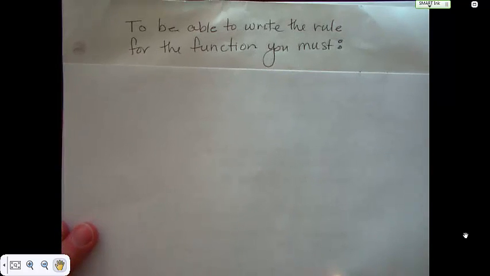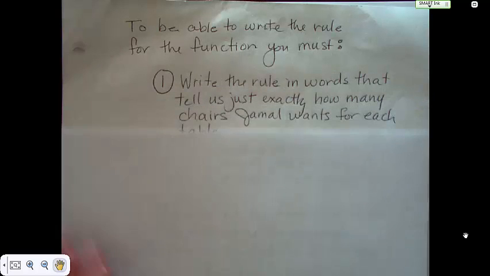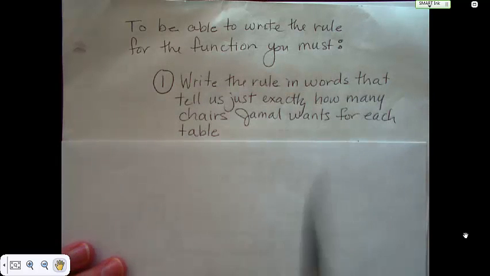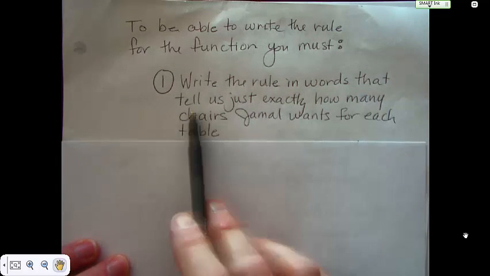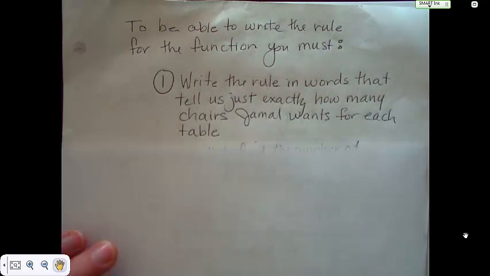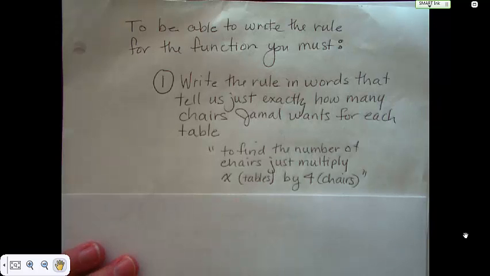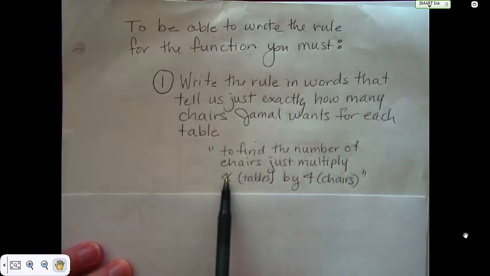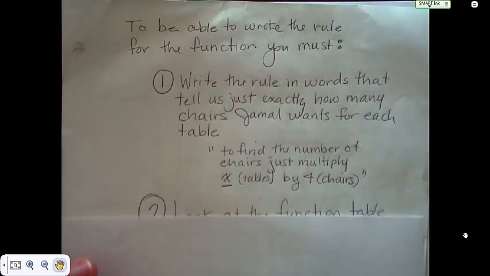Okay, to be able to write a rule for a function, you must be able to do the following. Write the rule in words. That means you tell us exactly how many chairs Jamal wants for each table. So I wrote that right here. To find the number of chairs, just multiply the tables, which we're using x to signify the tables, by 4 chairs. Okay? And when you do that, you get your y.